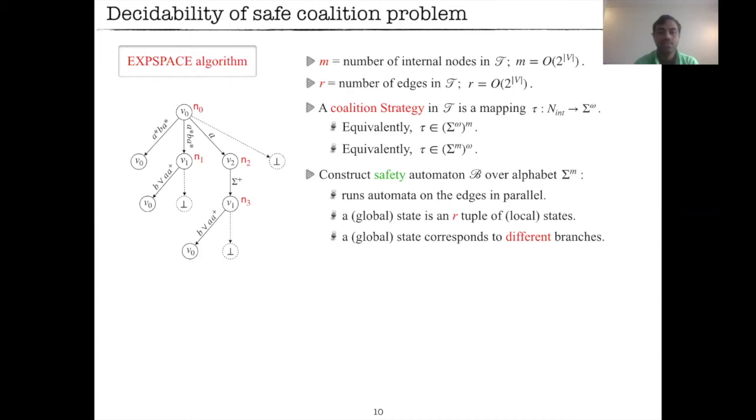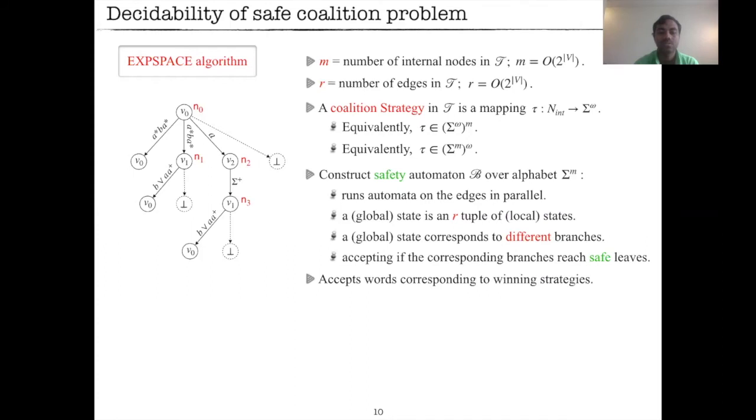Each component corresponds to one edge, and a state corresponds to different branches in the tree. We say a state in B is accepting if the corresponding branches reach safe leaves in the tree. And then we say that a run in B is accepting if every state in the run is accepting. Then we can show that this automaton accepts words corresponding to the winning strategies in the tree.